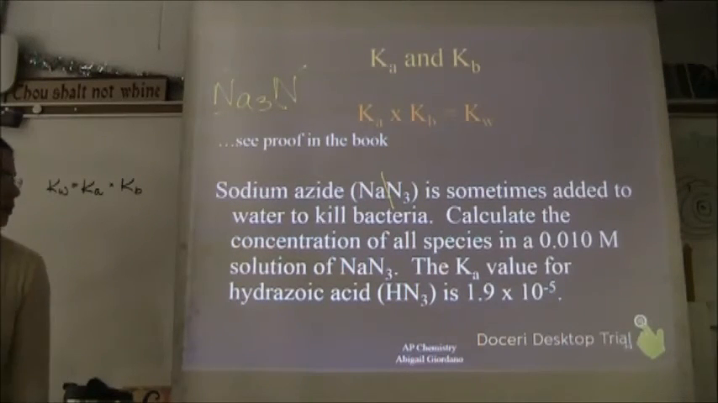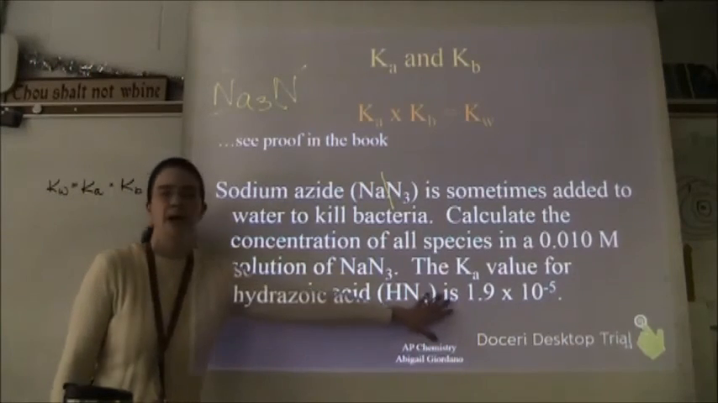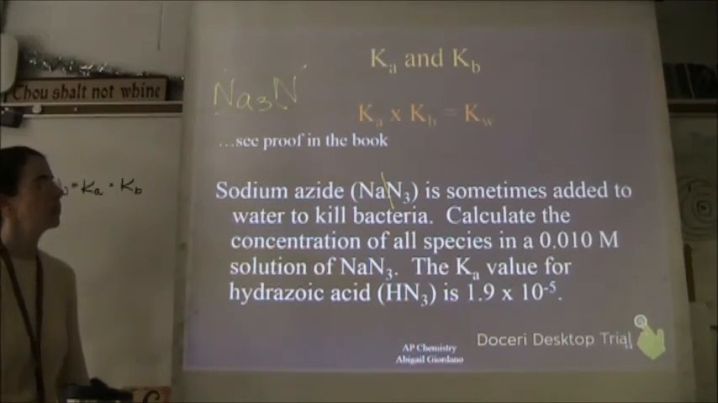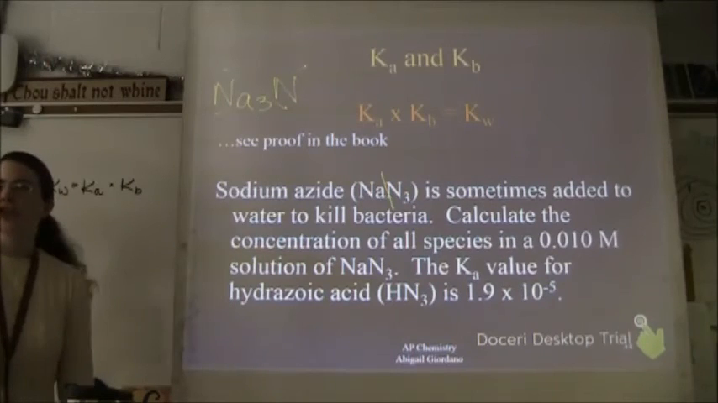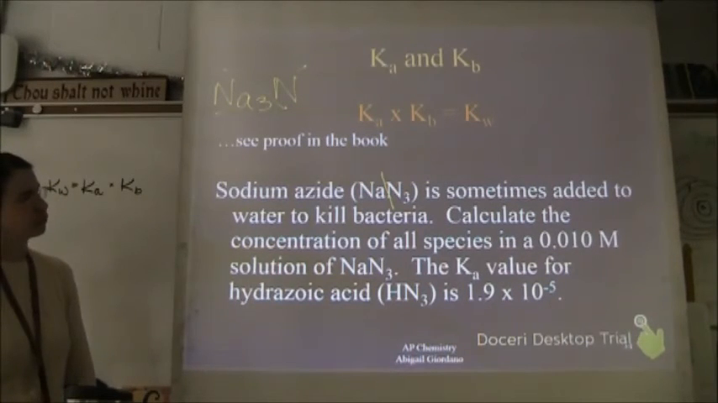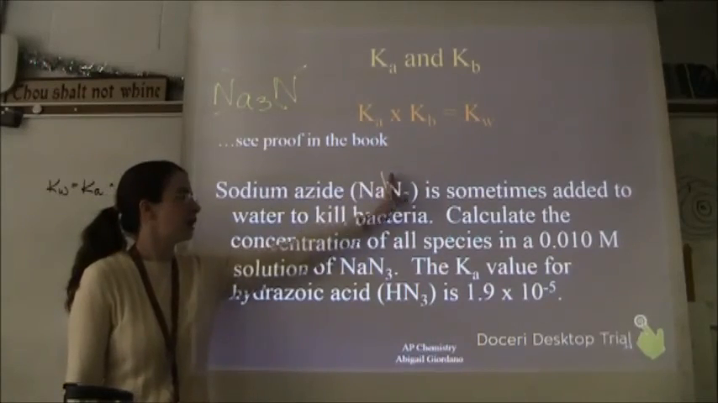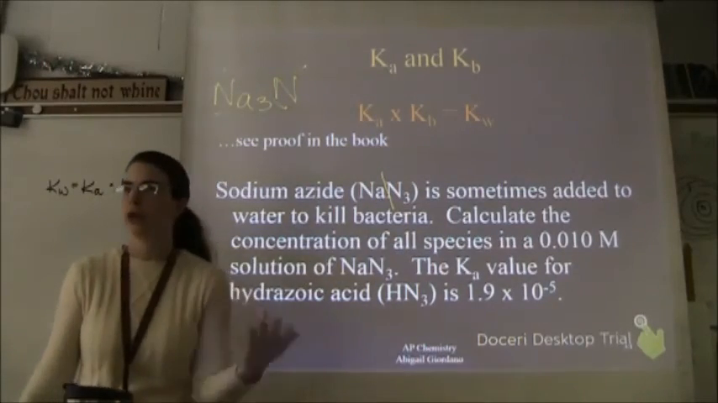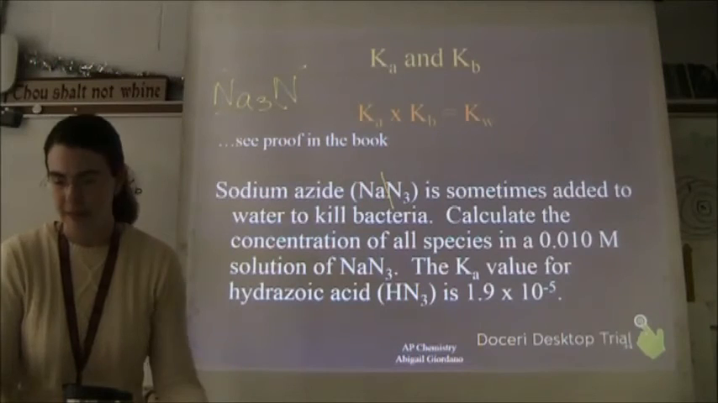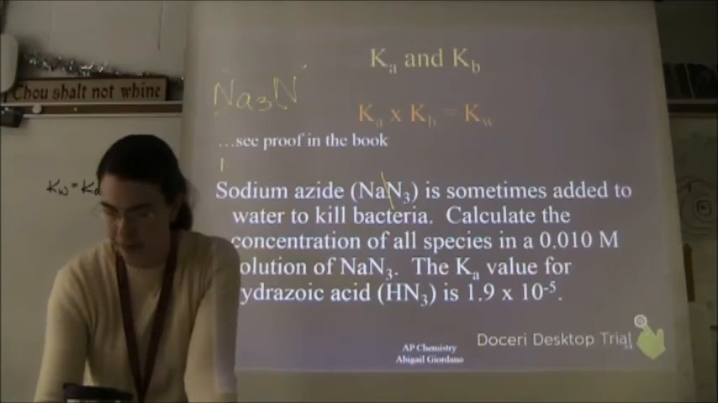Okay, it says calculate the concentration of all species in a 0.010 molar solution of sodium azide, and then I'm given some other information. What do you think I should do first? What have we done? Every time I've been given a salt and I separate it, what do I write out first? Major species, sounds good.